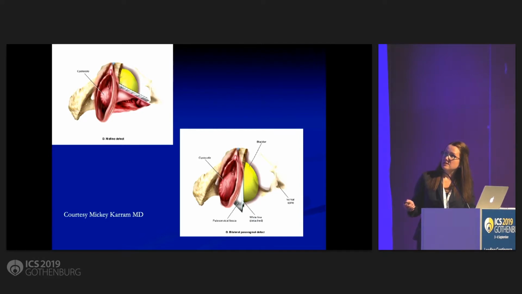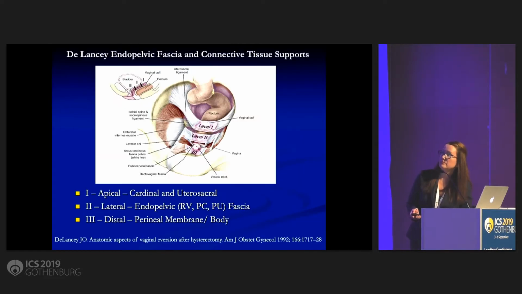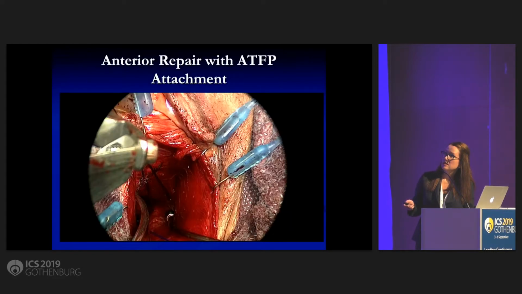Cystocele, there are central cystoceles, and more often we have loss of lateral support. An important concept is also a transverse defect near the pericervical ring, and that will be explored in one of the videos today. We all know DeLancey's long-standing description of level 1, 2, and 3 support. Again, here we see the arcus tendineus fascia pelvis. Here's a surgical photo with sutures directed toward the arcus tendineus fascia pelvis.